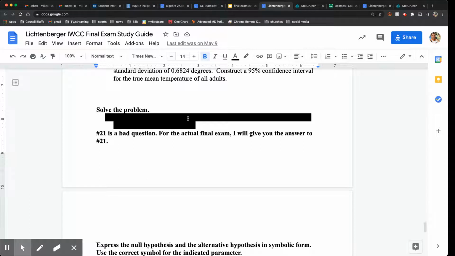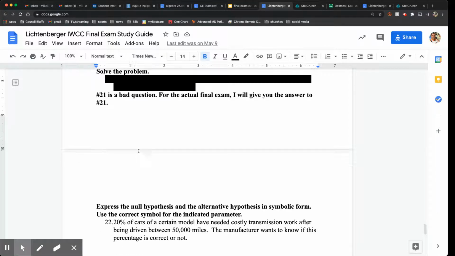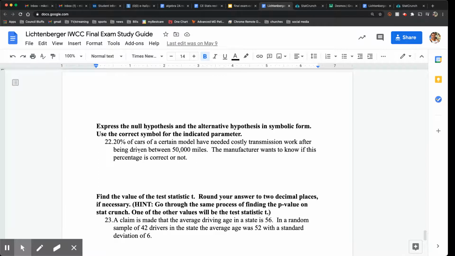Number 21, there will be a question number 21 on the test. However, it's a bad question. We are skipping number 21. You will also skip number 21 on the test. On the actual test, I will actually tell you what the answer is to number 21. Like I said, it's a bad question. I don't want you to do it. So we're going to skip ahead and go to number 22.